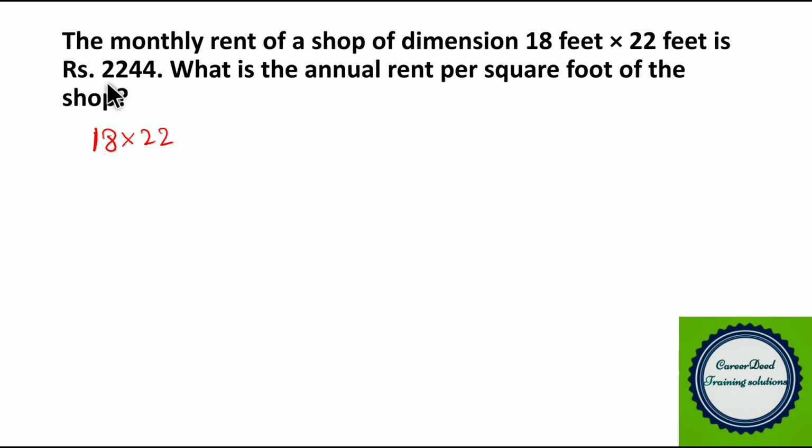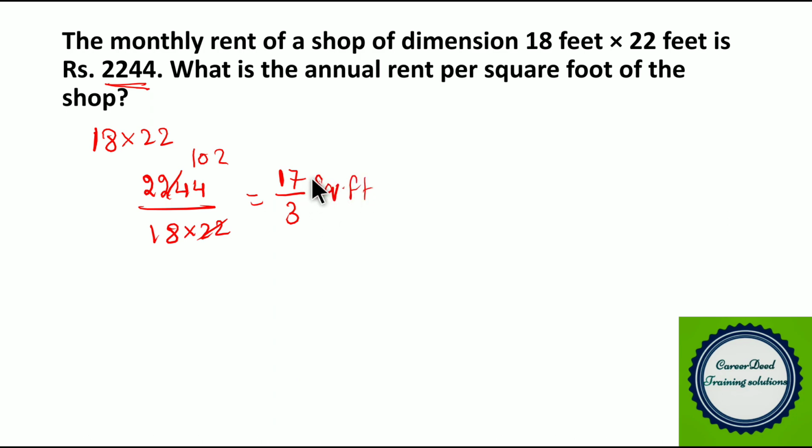And for this area he pays 2244. So what is the amount he paid for a single square feet? It is 2244 upon 18 into 22. So when we cancel, you get 102. Again, while cancelling, you get 102 by 18, you get 51 by 9. So 51 by 9 is 17 by 3. So he pays 17 by 3 rupees per square feet.